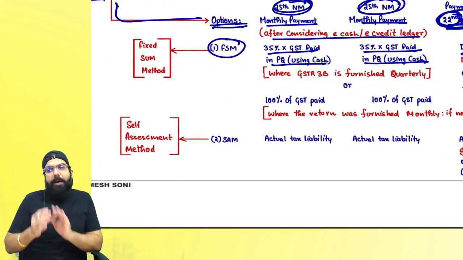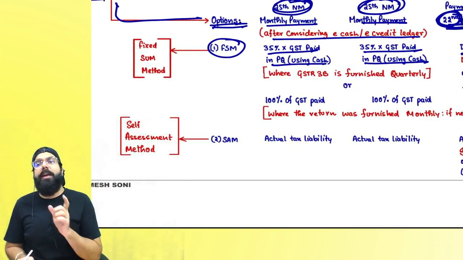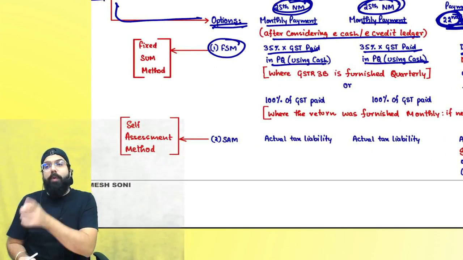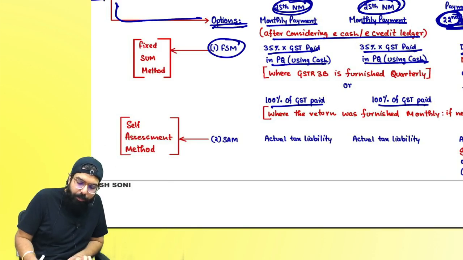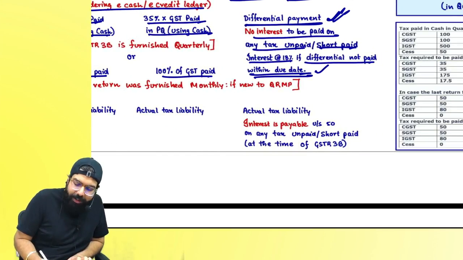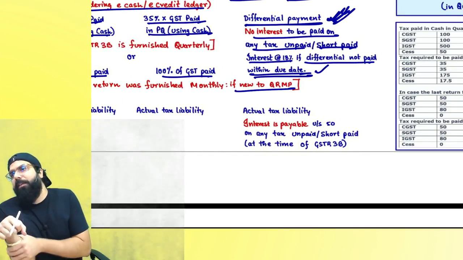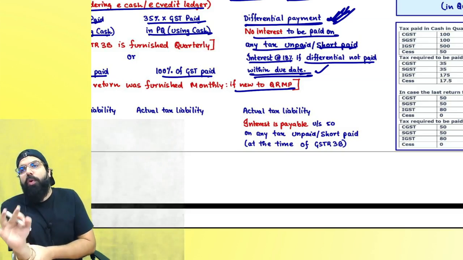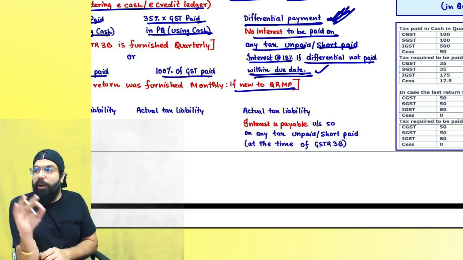Sir, for an example, last quarter I was under the monthly scheme. I am new to the QRMP scheme. In that scenario, whatever you had paid last month, of that 100% is to be paid, right, everyone? Then, if you are new to QRMP, the differential amount can be paid at the time of filing GSTR 3B. Remember always, no interest is to be paid if you have paid the amounts on due dates.